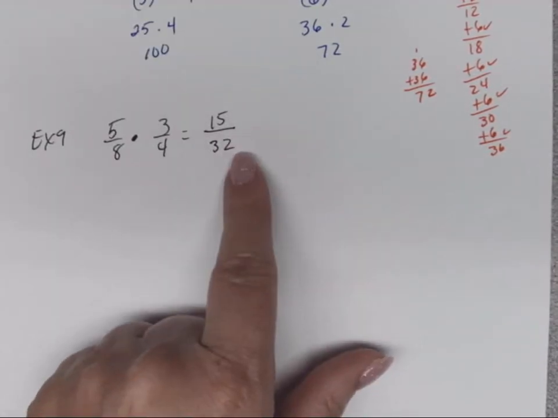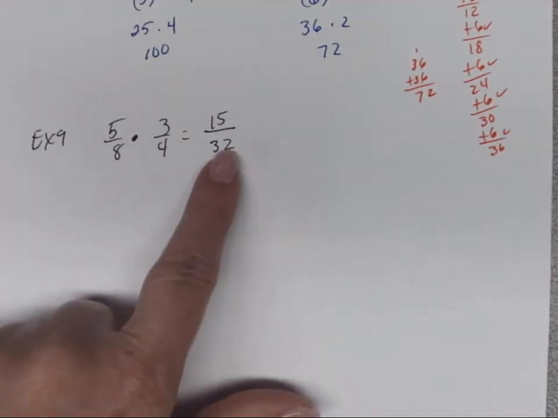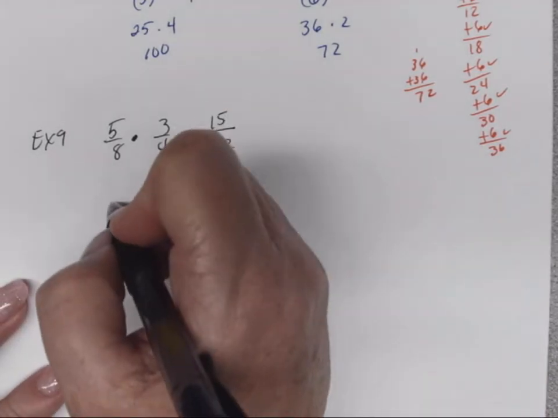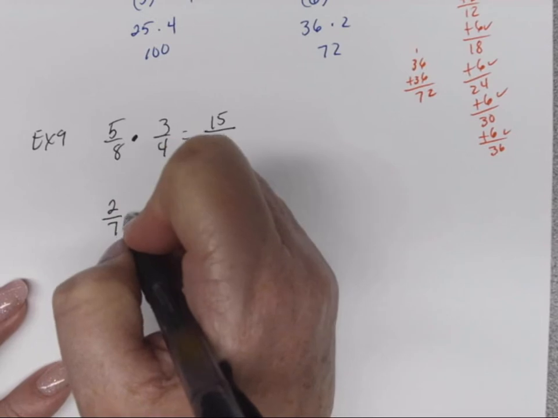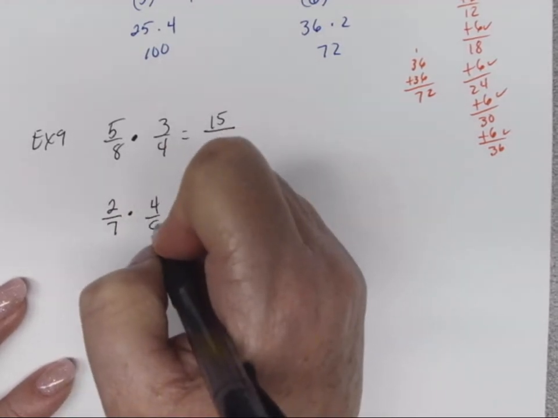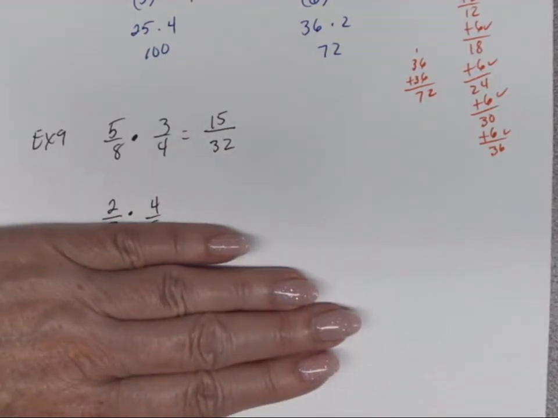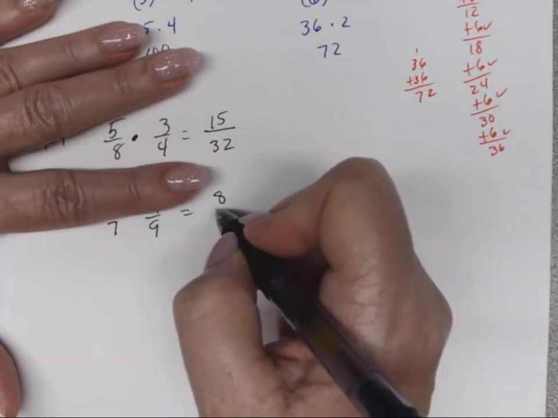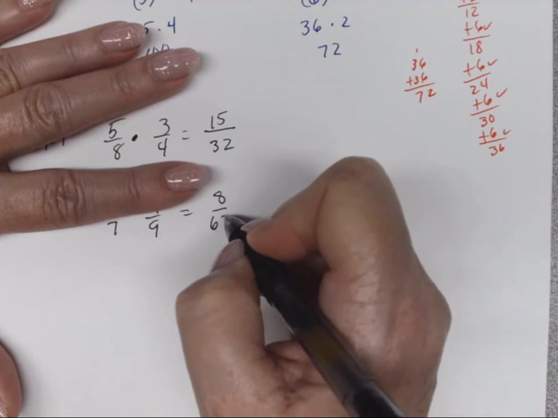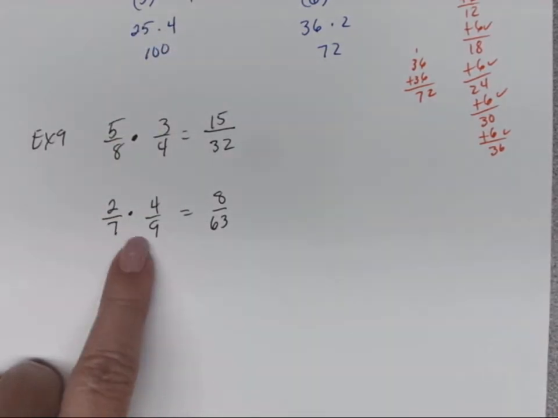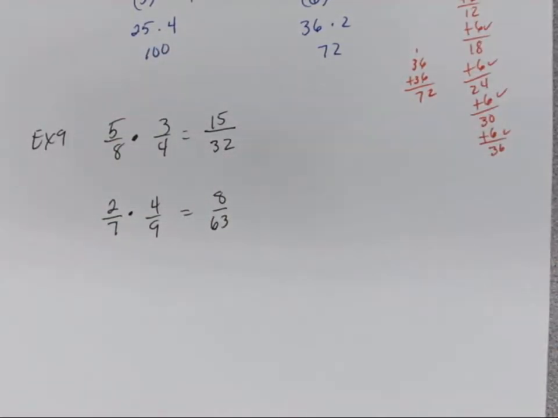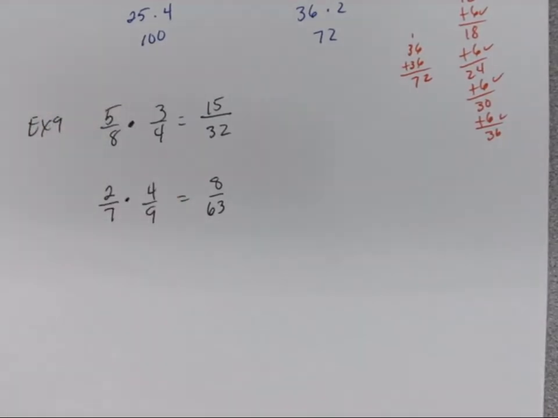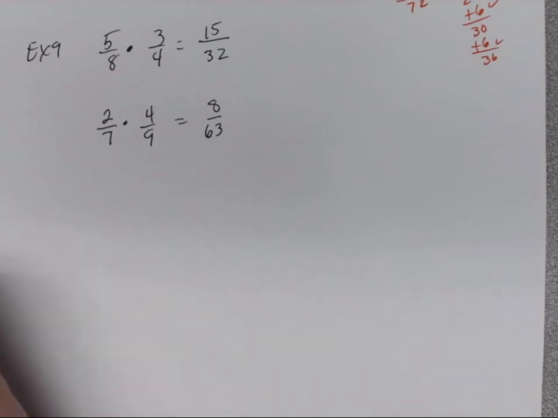Now, if these will reduce, you will reduce them. This one doesn't, but if it does, you will need to do that. We'll discuss reducing here in just a second. So we have 2 over 7 times 4 over 9. Again, straight across on the top. 2 times 4 is 8. 7 times 9 will be 63. And again, if you don't know your multiplication tables, go and add them up. And again, if it has reducing ability, you need to do so.